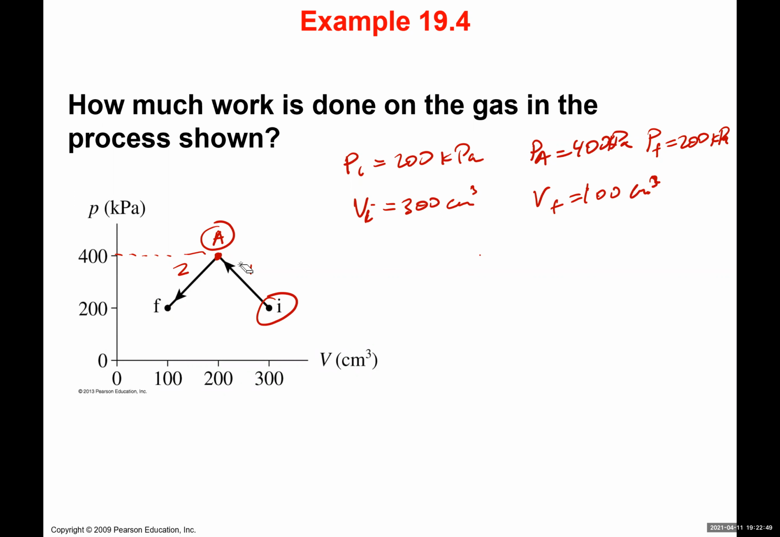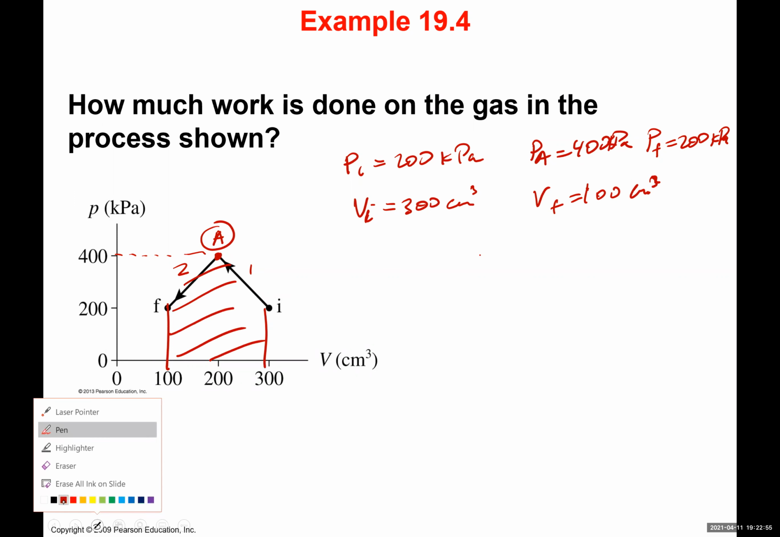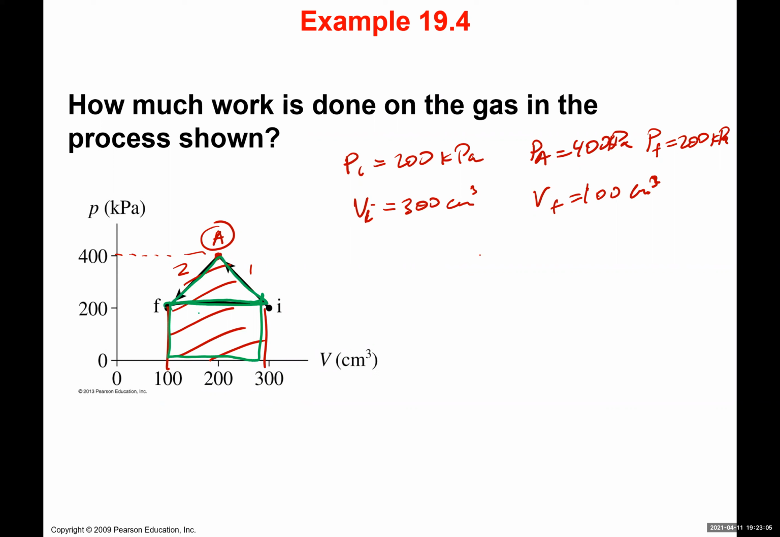We find the area under the graph. The way we find the area is to break it down into 2 parts: here's a triangle and here's a rectangle. And we just calculate the work done for each. So from here, we can solve for the work done on the gas.